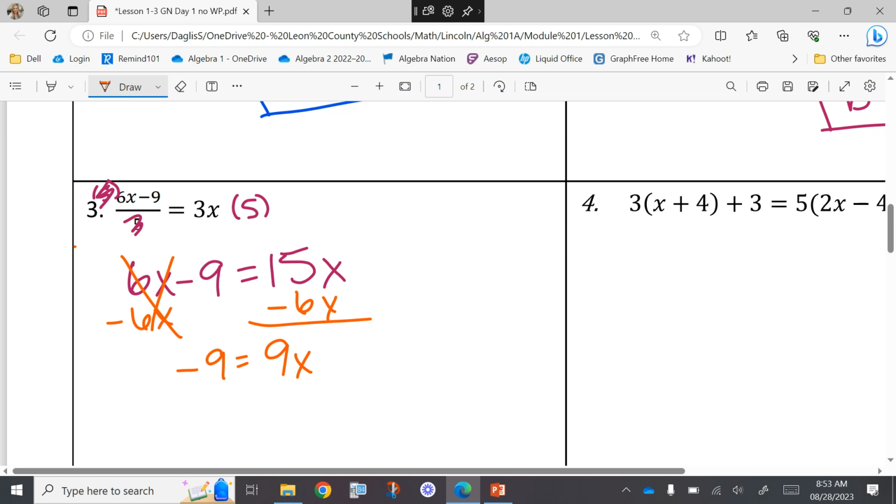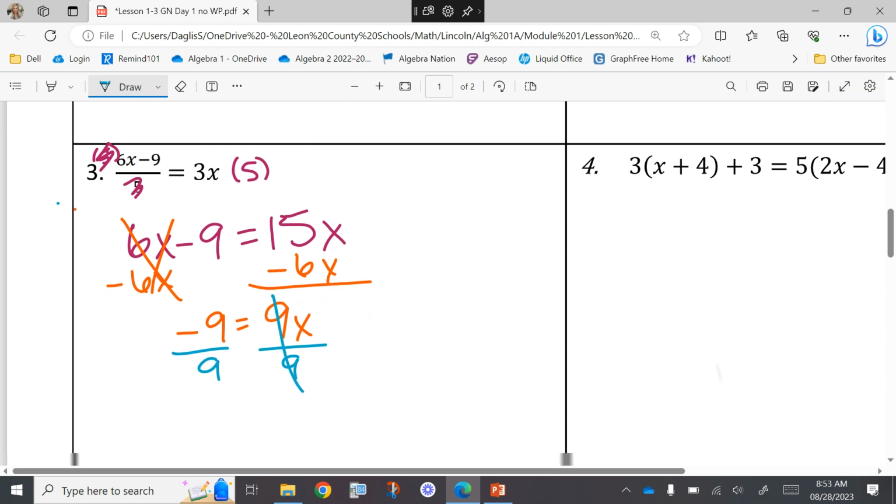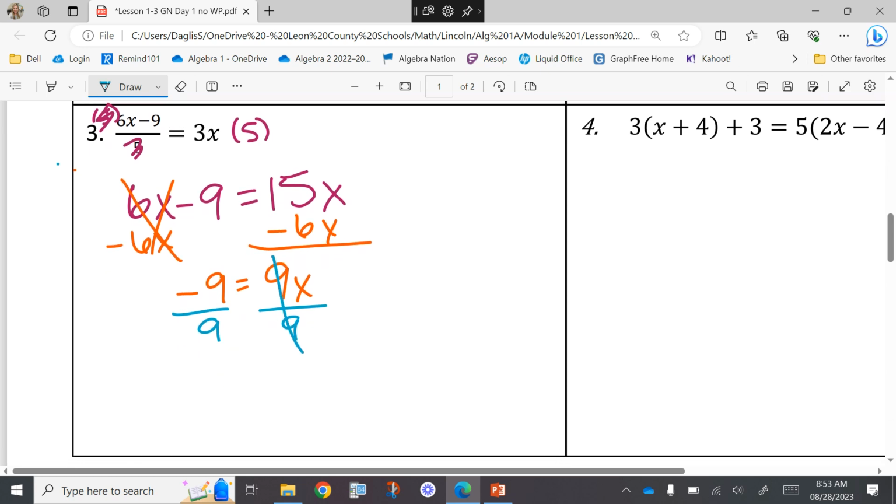What is attached to my x? A 9. How is it being attached? Right now it's being multiplied. So how am I going to undo it? Divide, yeah. There we go. What is negative 9 divided by 9? Negative 1. Good. So I have negative 1 equals x. I'm going to write my answer with my variable first. X equals negative 1. It's the same thing. I will always say x equals, b equals. I'll always have my answer be the letter first.